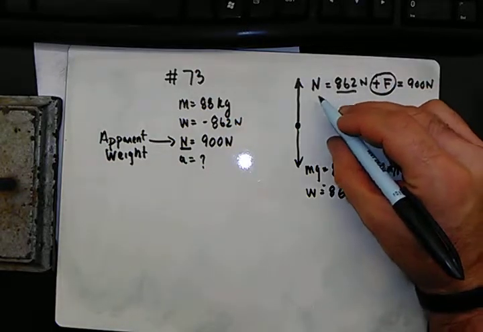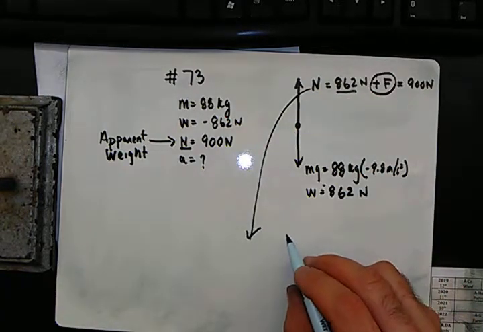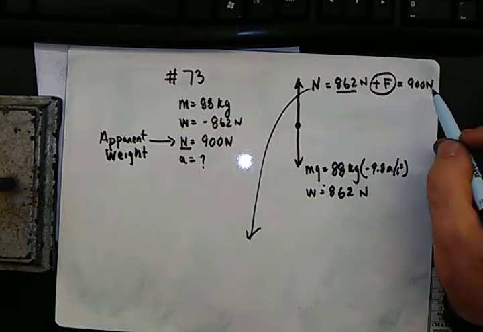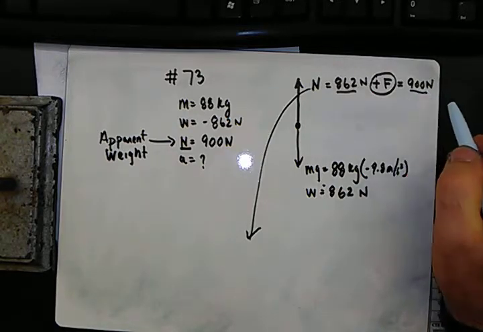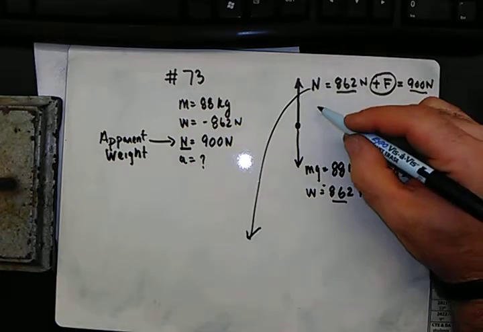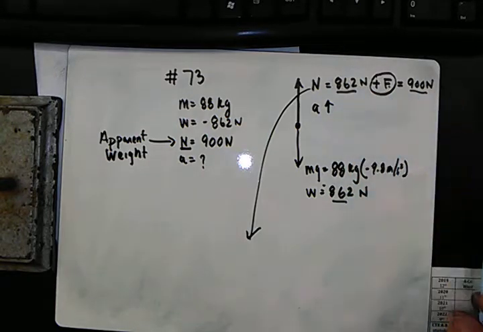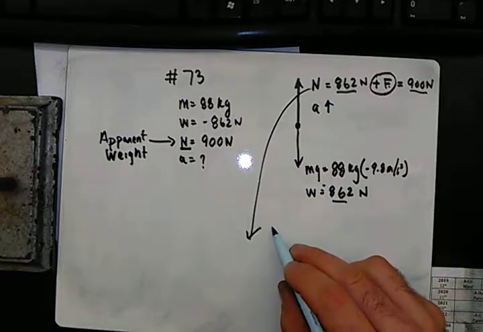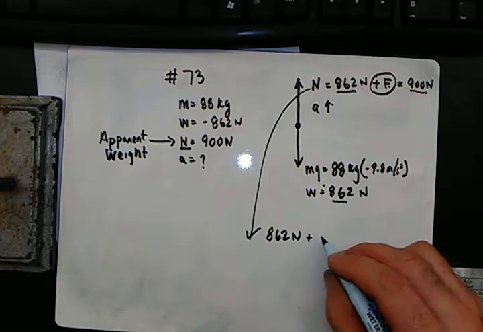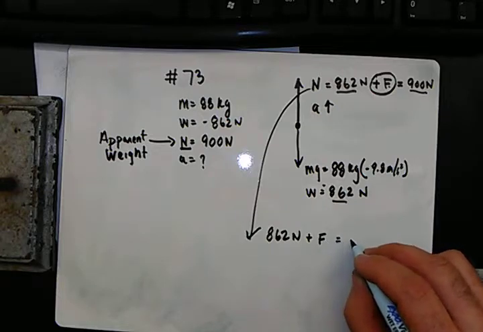So let's take a look at it. Let's bring this down here and find out, number one, which way is this thing accelerating? Well, it's showing that he's weighing more than he should, which tells me that it's accelerating upward, and we've got to figure out what that new force is. So 862 plus the new force equals 900.